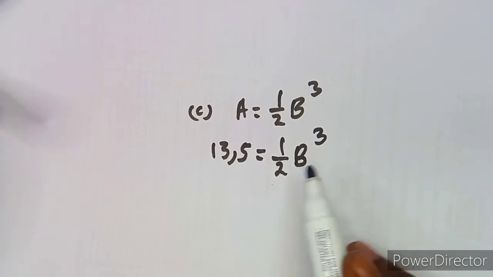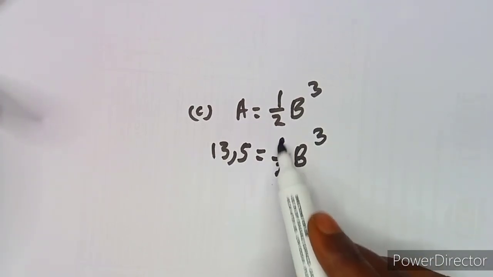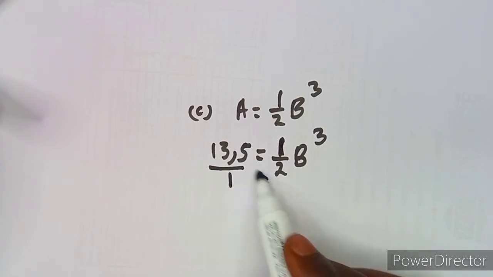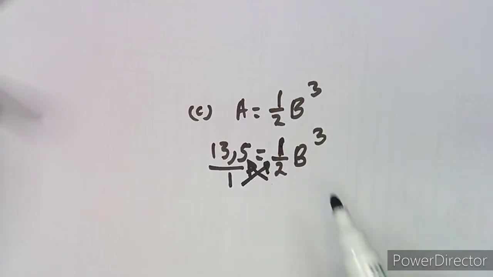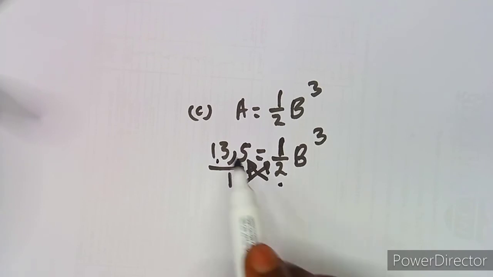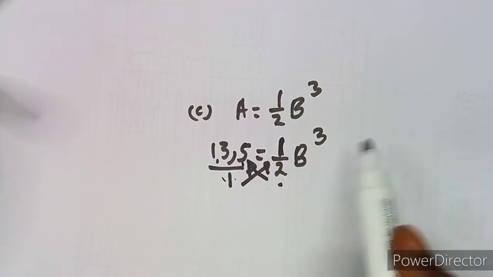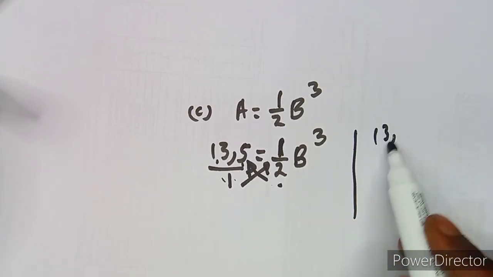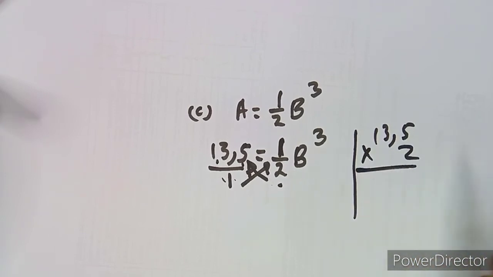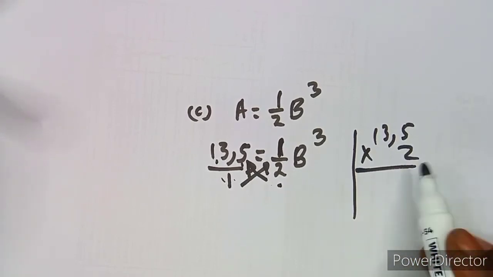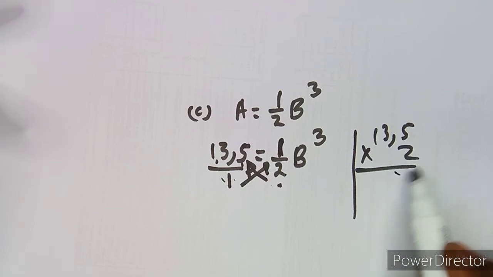So what can I do? I have to remove this fraction here. It's 1 over 2. So this one is same as over 1. I can actually cross multiply here. 2 times 13,5 is going to give us 13,5 times 2. Mostly this is paper 1, so that's why I'm trying to use the longer method rather than use a calculator.